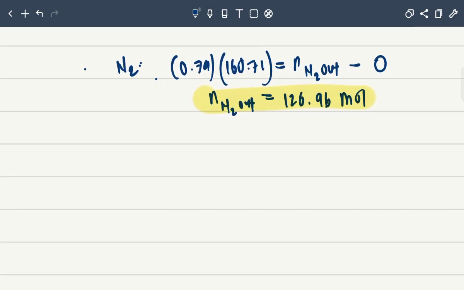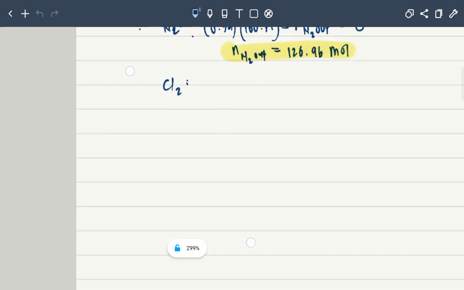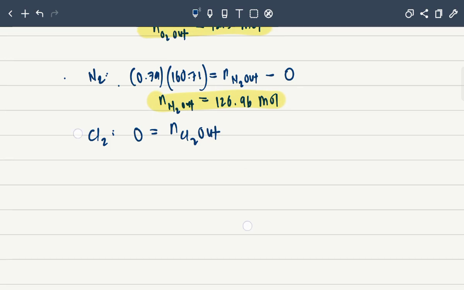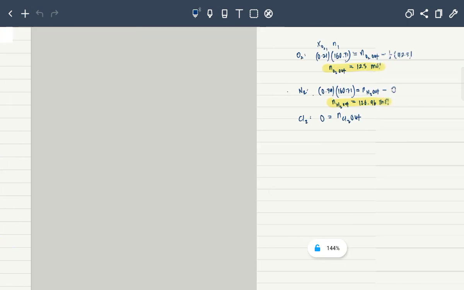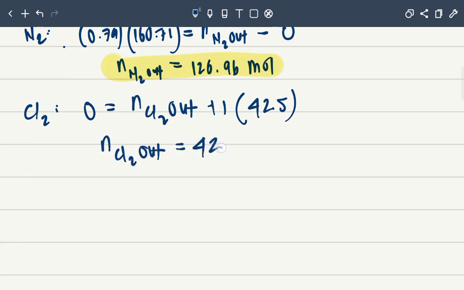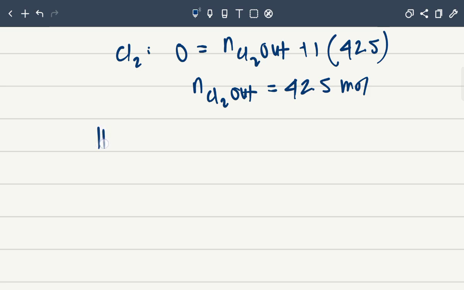O2, Cl2 pun dah belum buat lagi kan. So Cl2 input dia tak? Enggak ada dong. Enggak ada. So boleh tak kosong kat sini. Tu Cl2 out. Dekat dalam storage ada tak? Ada satu. So dia adalah generated plus 42.5. And then you get the answer. Cl2 out 42.5 mol. Okay.